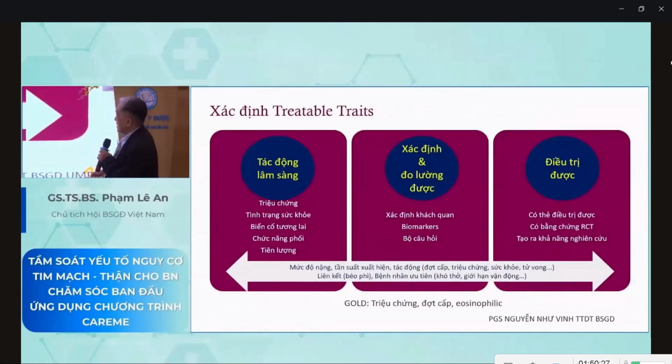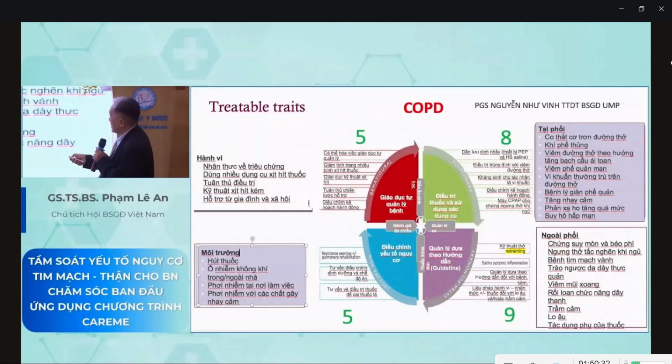Và như vậy thì những người mà có những nét, thí dụ như bên COPD ở đây, thấy đây là cái slide tôi mượn của thầy Vinh. Thì những nét điều trị được nó bao gồm gì: hành vi, môi trường, biomarker, triệu chứng tại phổi, triệu chứng ngoài phổi. Thì người ta dựa vào đây để tiên đoán nếu bệnh nhân có nét này thì người ta đáp ứng với thuốc gì. Do đó nếu người ta chẩn đoán sớm, điều trị sớm thì hy vọng biến chứng không xảy ra.